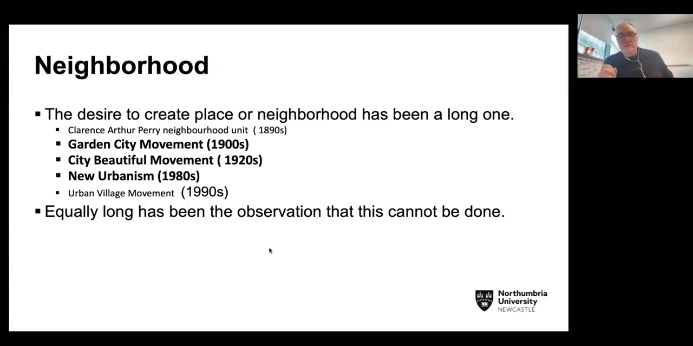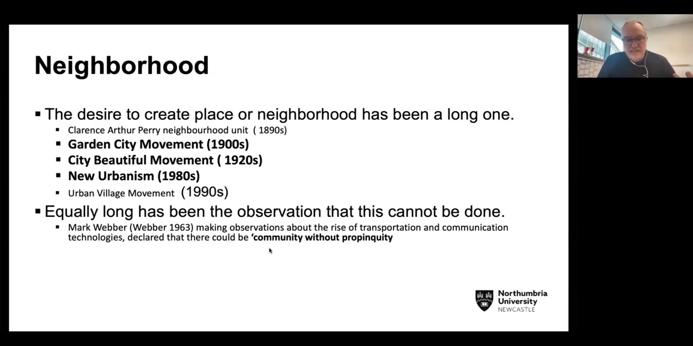I don't know quite recently what's been happening in terms of that, but I think a lot of people are still trying to create neighborhood. Equally long has been the supposition that this cannot be done. So you had Mark Webber in the 1960s who came up with this great line: you can have community without propinquity, i.e. you don't have to be near someone to have a community with them. So therefore, do we really need neighborhoods?